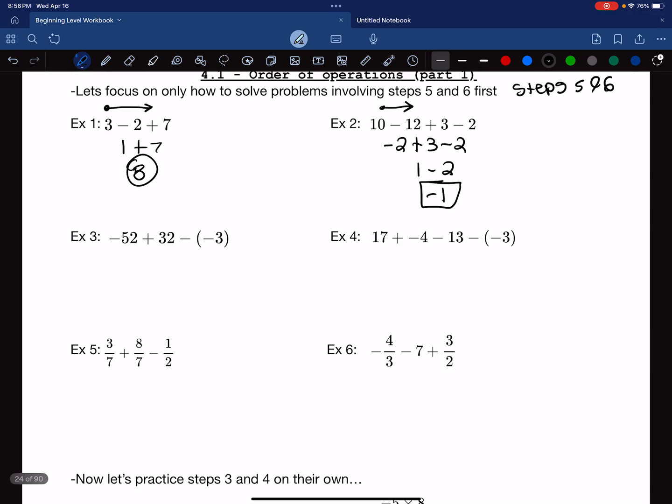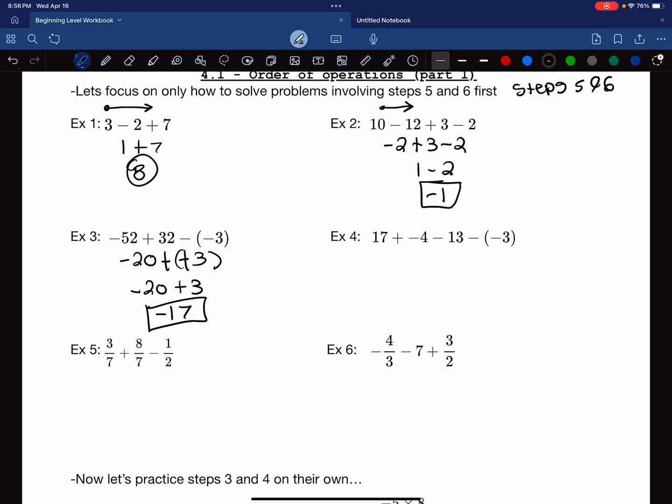Looking at example 3, we have negative 52 plus 32 minus negative 3. So let's first start here. Negative 52 plus 32 is negative 20. And then we're going to do minus negative 3. So we have negative 20 minus negative 3. And if we recall from the first unit, if we are subtracting a negative number, the sign changes and the number becomes positive, and then we add. So we do a chop. That's what I like to call it. So we're actually doing negative 20 plus 3. And negative 20 plus 3 is negative 17.